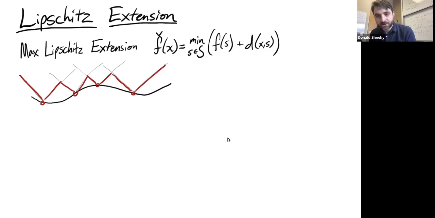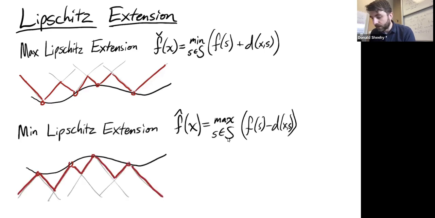All right. So in pictures, if I had this function on the line, and I only knew the function value at these points, each one of these upper bounds is like these cones, and the Lipschitz extension, the max extension, is just the lower envelope of these cones. And similarly, we can use the lower bounds to give the minimum Lipschitz extension. So I'm taking the function values minus the distances. It just turns everything upside down.